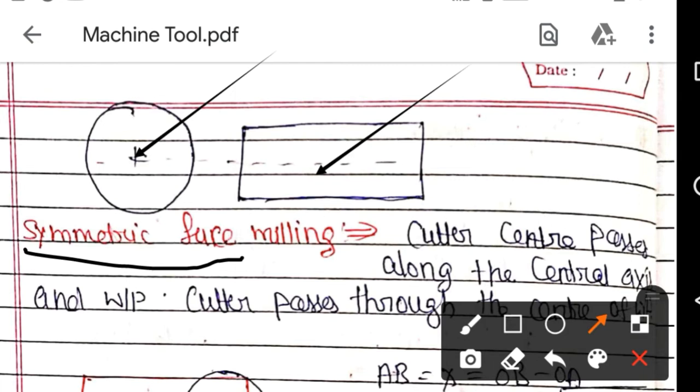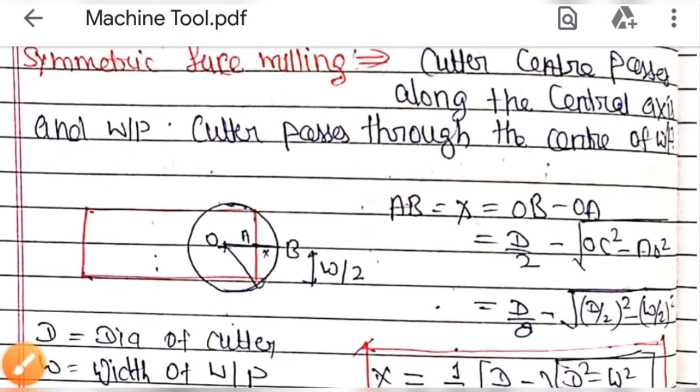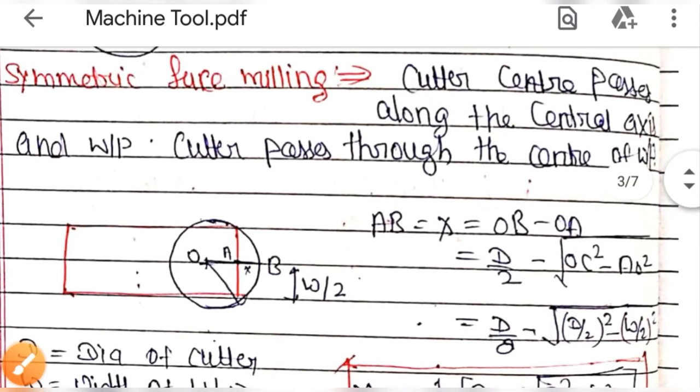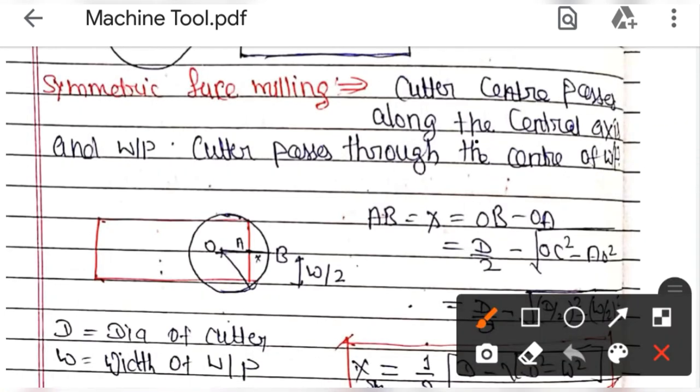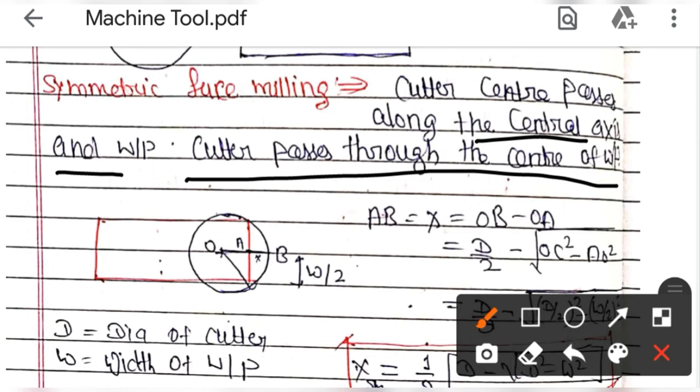Once again I repeat, symmetric face milling is where the center of the cutter passes exactly through the central axis of the workpiece. The cutter passes through the center of the workpiece. This is the main point for symmetric face milling.